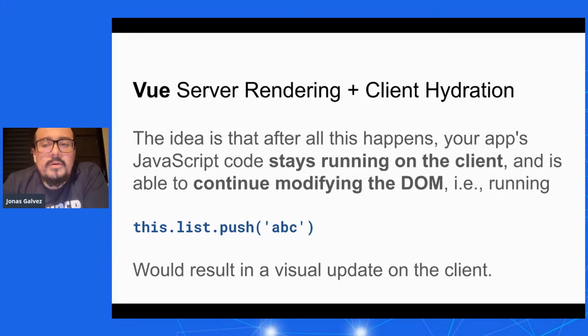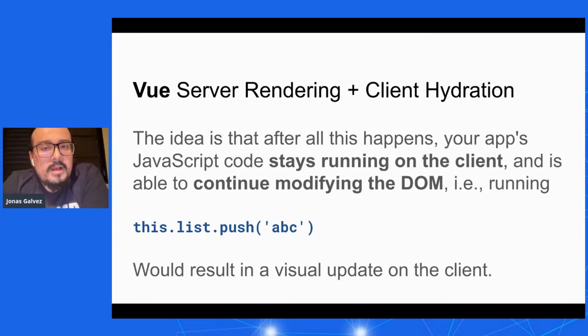So once you do that rendering on the server, you load your app and mount it with the pre-rendered markup, and if you want to keep running it as a single page application, you can. If you change the list of that component, the idea is that it would result in a visual update on the client.